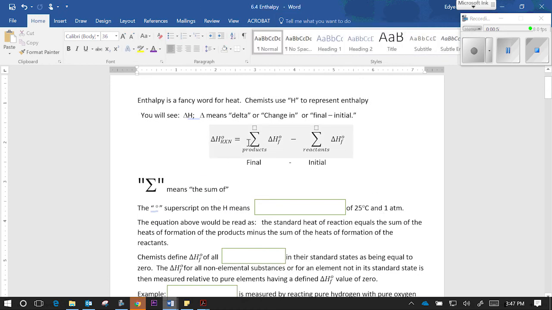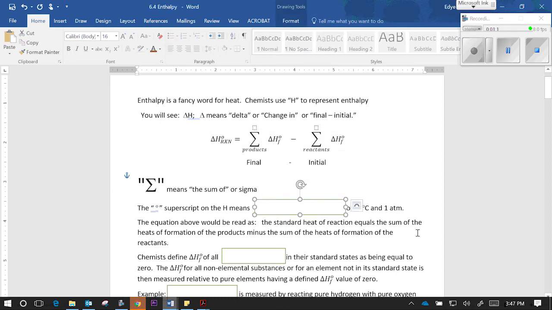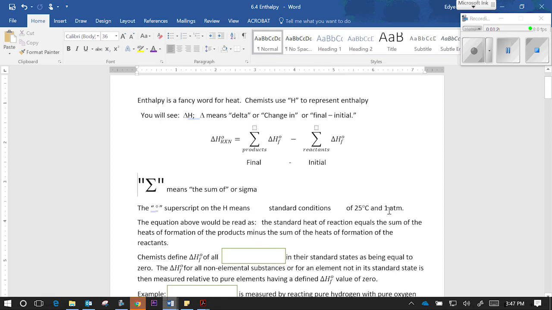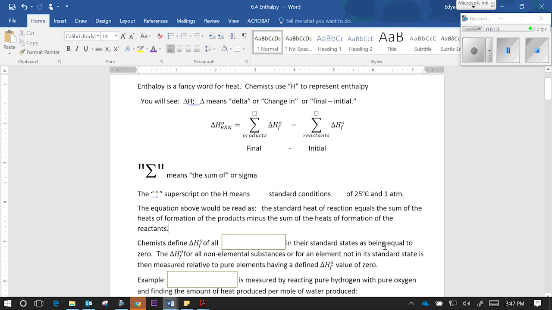This symbol here is a Greek capital S. It stands for sigma, and it means the sum of. The little superscript right here, this tiny superscript, just means standard conditions. And standard conditions, you don't have to memorize this, it's 25 Celsius and 1 atmosphere. This is a pressure unit that we will learn about more next chapter. I'm just giving you some background information right now.